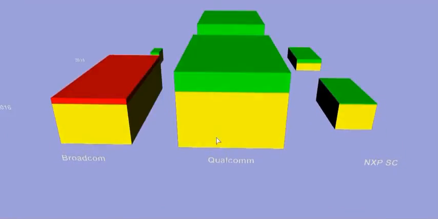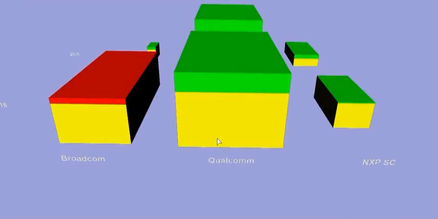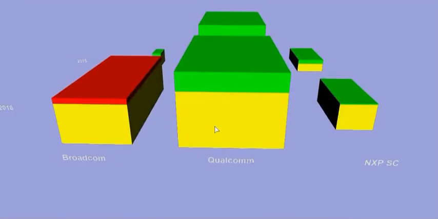For Broadcom, Qualcomm and NXP, the most recent years are in the front. It doesn't matter in which order the data are in the input file, but the order should be the same for all the companies, of course. So here we see the result of the other input file showing Broadcom, Qualcomm and NXP.